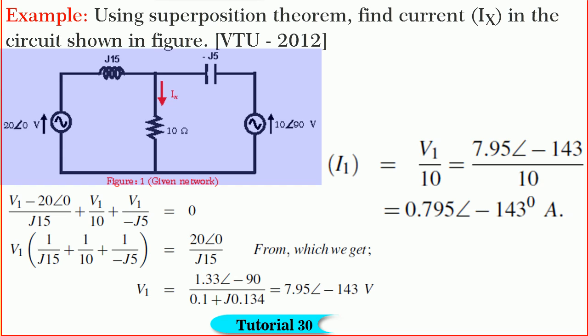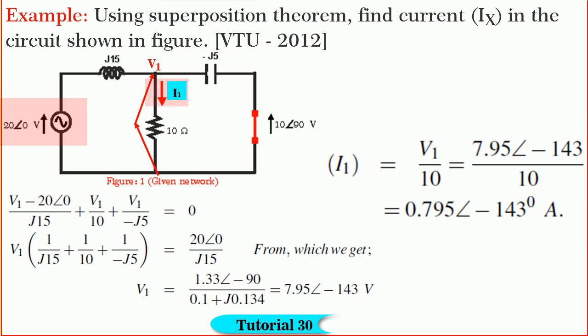By observing the network, we find that there are two AC voltage sources present. By considering only a voltage source of 20 angle 0, let us short circuit the other voltage source to make it 0 as shown. Let V1 be the node voltage and I1 be the current through 10 ohm resistance. By writing the nodal equation, we get (V1 minus 20 angle 0) divided by j15 plus V1 divided by 10 plus V1 divided by minus j5 is equal to 0.